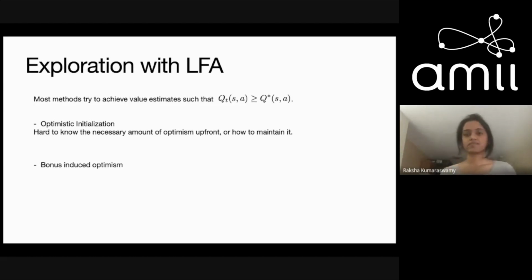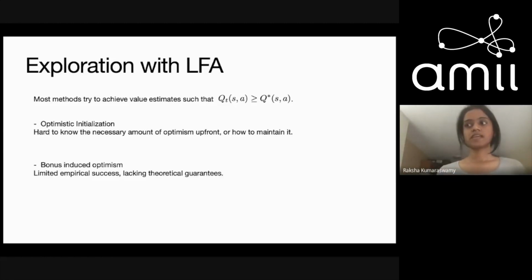The second umbrella of methods are based on this idea of bonuses. Here, the motivation is from a work in tabular RL called model-based interval estimation, but the idea is to provide bonuses in technically new parts of the MDP to promote behavior to go back to the new parts, thereby expanding this area of what is known to the agent. But bonus-based optimism has had limited empirical success in the function approximation setting, and lacks theoretical guarantees in that framework, but it's been shown to be an effective strategy in the tabular RL setting.